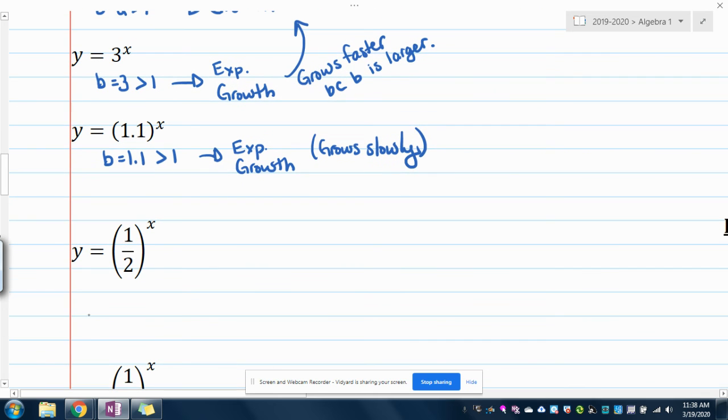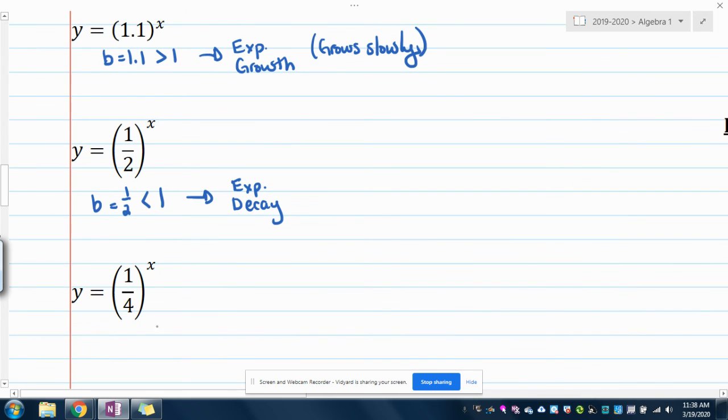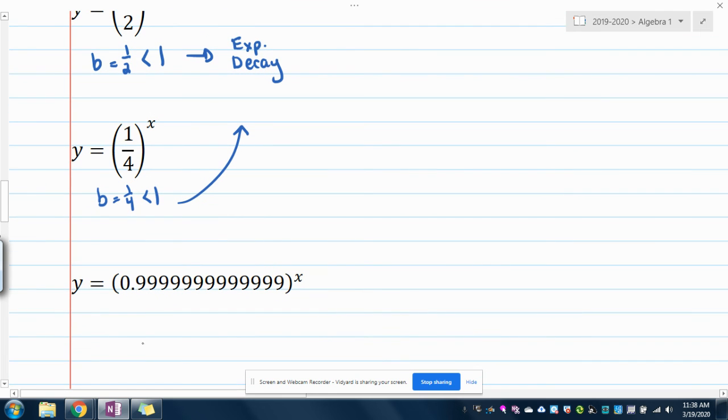Okay, but what about this? B is equal to 1/2, which is less than 1, so it is exponential decay. It is decaying. Here also, B is equal to 1/4, which is less than 1, so it is exponential decay. And also here, this is B. Is this greater than or equal to 1? It is less than 1, so it is decay.